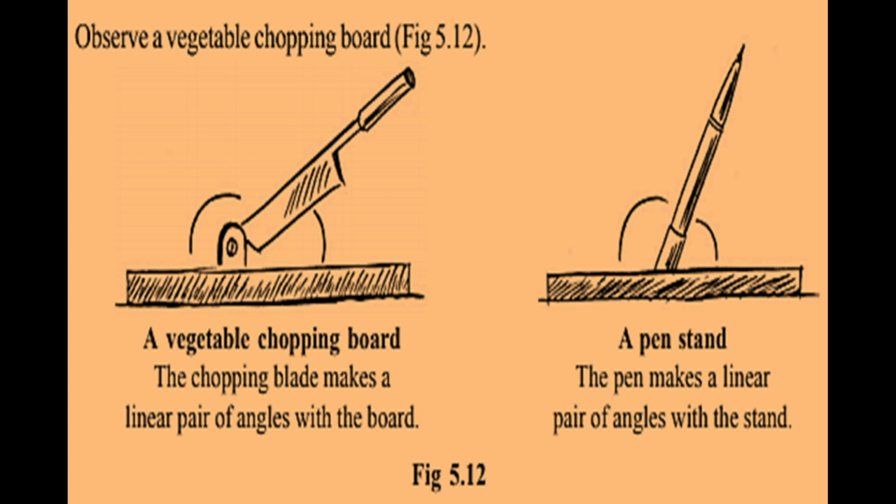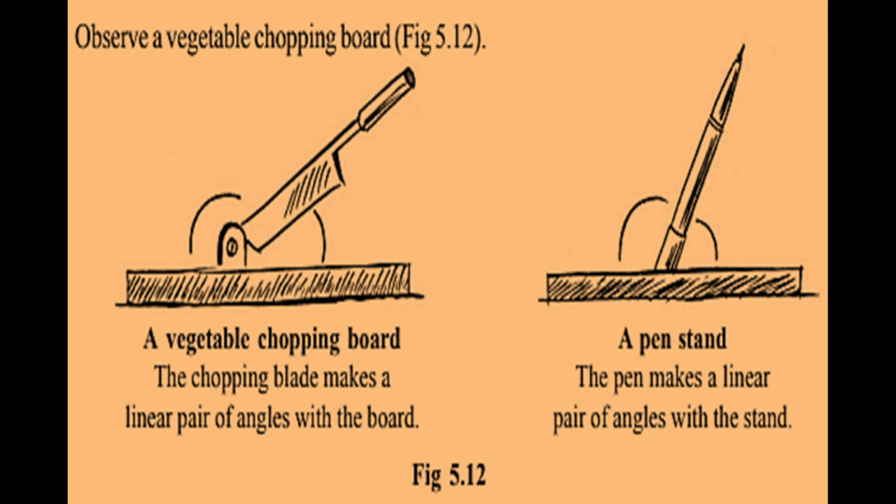Observe a vegetable chopping board. On a vegetable chopping board, the chopping blade makes a linear pair of angles with the board. Easily we can find it out. You see the figure? The board is very straight. You see the knife cutter. There you will get two adjacent angles. These two adjacent angles are called a linear pair of angles. Here the non-common arms are straight. You have one common arm. Okay, you get a linear pair of angles when the two non-common arms form a straight line.